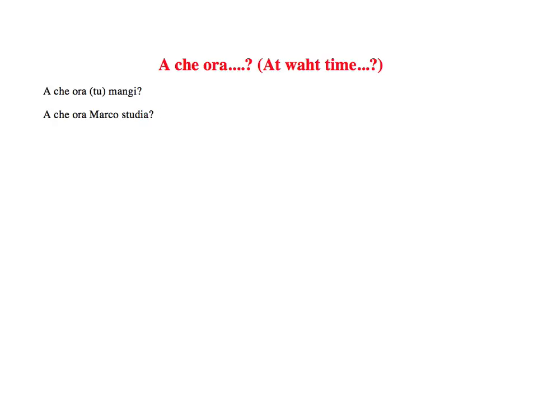So this is the way you ask the question. Now, let's see how you answer those kinds of questions. You give the time when you answer. So I'm going to give you all the possibilities of the answer. Let's say you want to say "a mezzogiorno" or "a mezzanotte," at noon, at midnight. So when you answer, you repeat the verb.